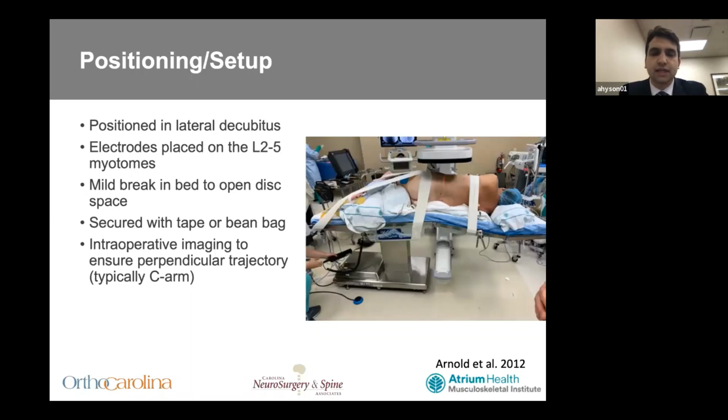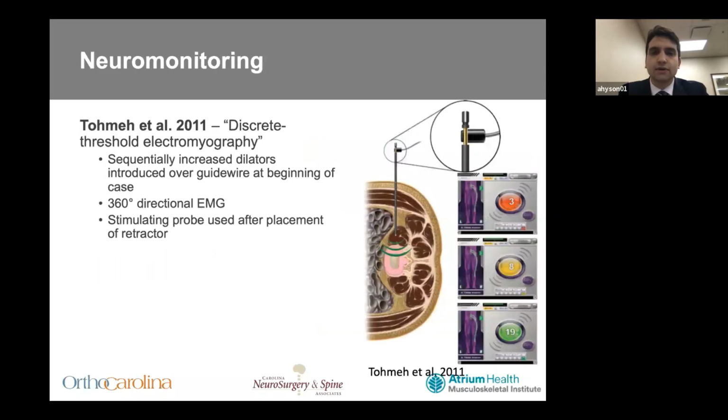The patient is secured with tape or a beanbag, and intraoperative imaging is used to ensure perpendicular trajectory, as I mentioned earlier. Neuromonitoring, as we'll see later, is essential for this procedure. Neuromonitoring is used to avoid direct injury to the lumbosacral plexus, which runs through and around the psoas muscle.